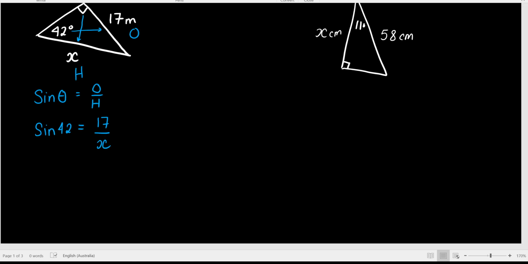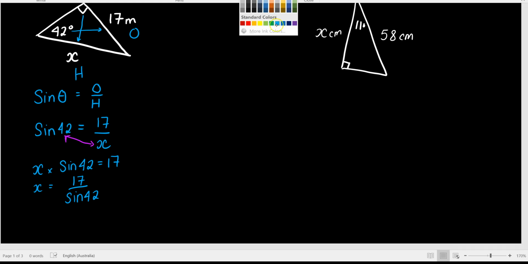And this is where you have to remember, when the unknown is downstairs, to get rid of this divide by x, you have to times. So we're going to go x times sine 42 equals 17. And now to get rid of that times, we have to divide. So it becomes 17 over sine 42. And I don't know if you remember, but what I like to say was you could just do the switcheroo. When the unknown is downstairs, do the switcheroo.